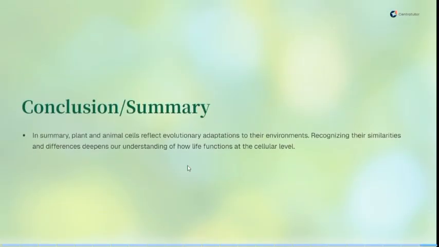In conclusion, plant cells and animal cells reflect evolutionary adaptation to their environment. Recognizing these similarities and differences between plant and animal cells can help you understand life and also how different organisms function in life.